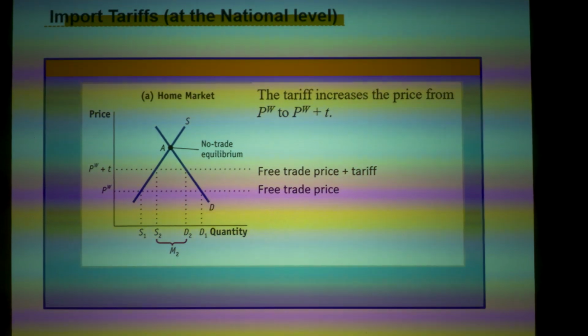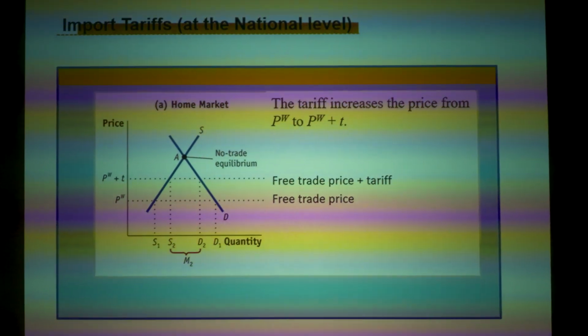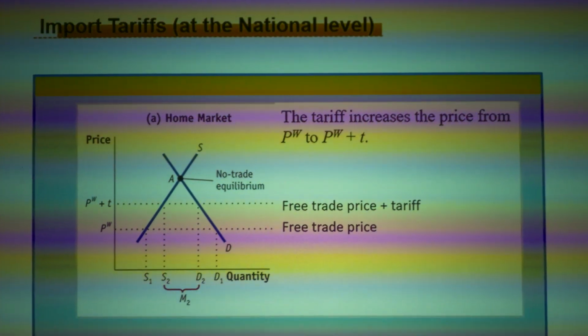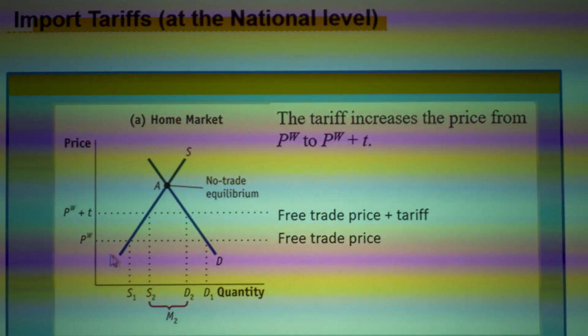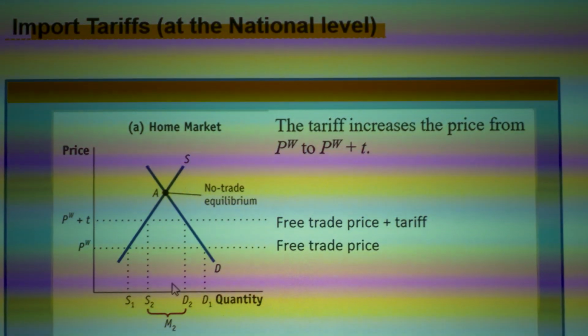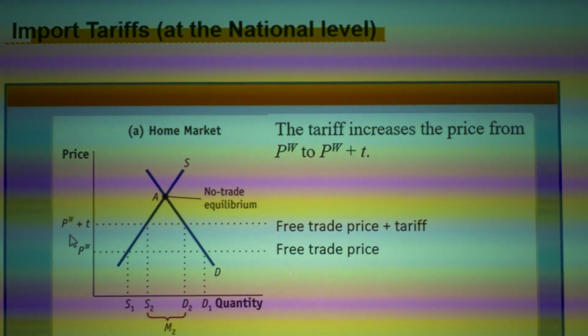Okay, so now let's put on a tariff, like Trump did, like Obama did, like presidents before him have done, like Bush has maintained in some areas. Okay, so here's your world price. Just copy that. That's your free trade price. And now you put on a tariff of $T on this good.